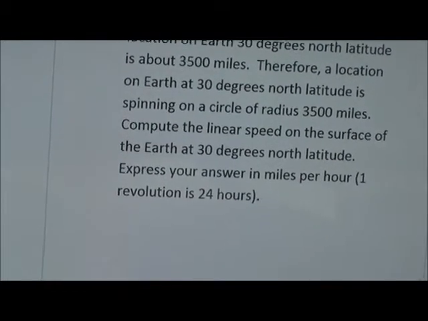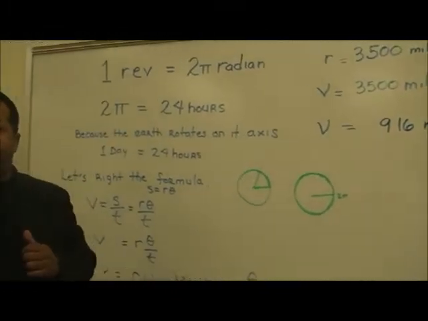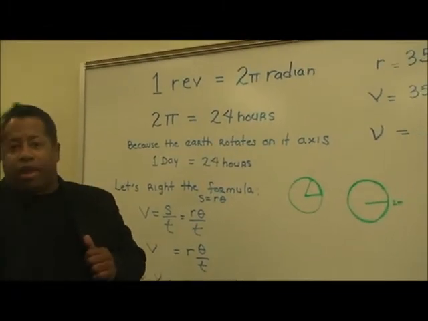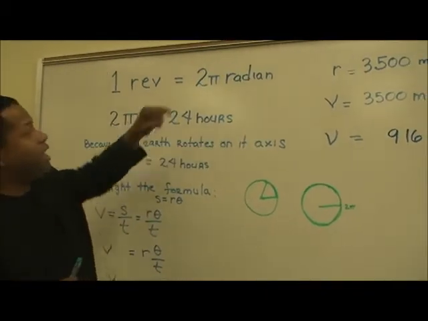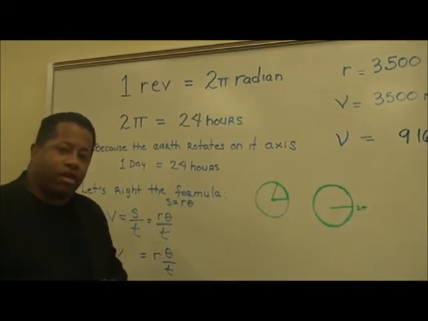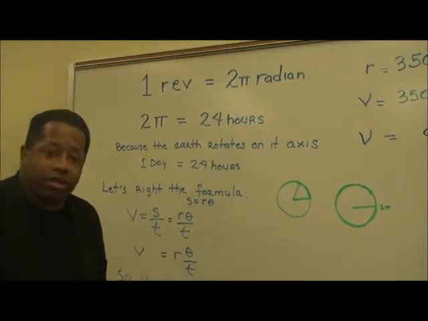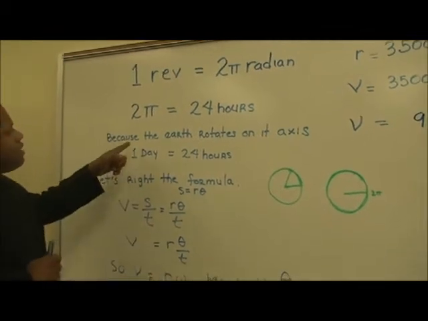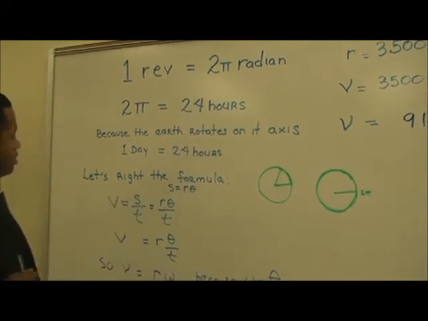Now, one revolution is 24 hours. Remember, one revolution is 24 hours. The Earth spins on its axis, and it takes 24 hours to complete one day. Now, let's look at this. One revolution is equal to 2 pi radians. Remember that? And 2 pi radians is equal to 24 hours in this case, because the Earth rotates on its axis, one day is equal to 24 hours.